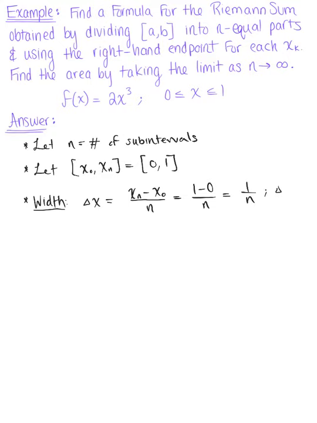So we're going to keep this in mind. We want our width to be 1 over n, and we are going to confirm this by taking the width of that kth subinterval. So that being said, let's find those subintervals.